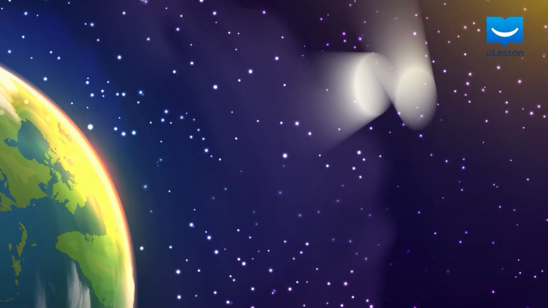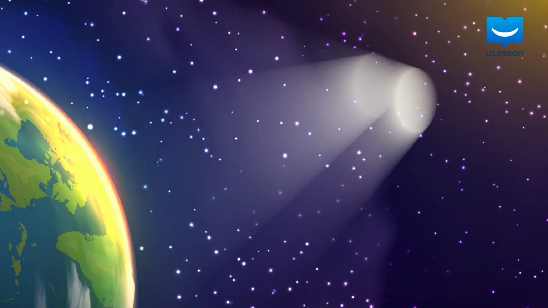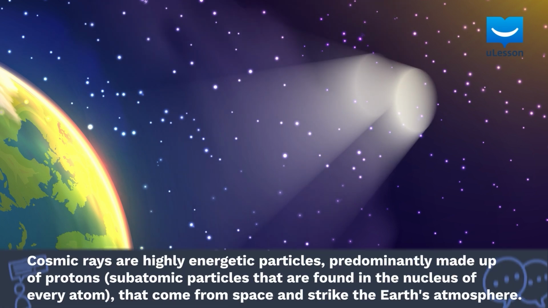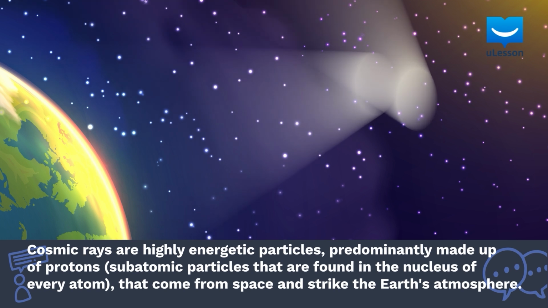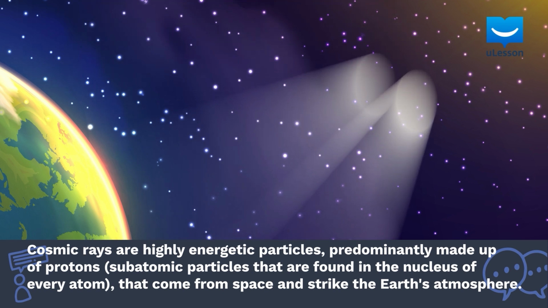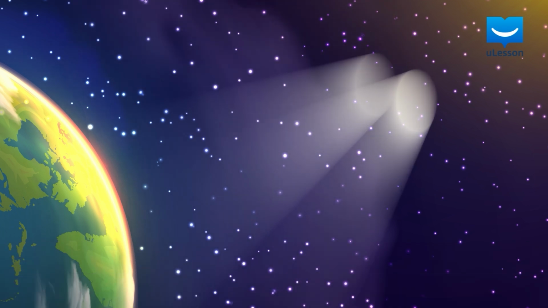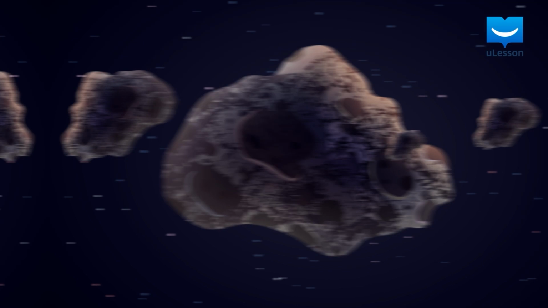The next is cosmic rays. Cosmic rays are not rays in the way we think of light rays or ray beams. Instead, they are highly energetic particles that are mostly made up of protons, which are subatomic particles found in the nucleus of an atom. These rays come from various sources in space before striking the Earth's atmosphere. Their origins can be from our sun or from distant galaxies, and they are constantly bombarding Earth.